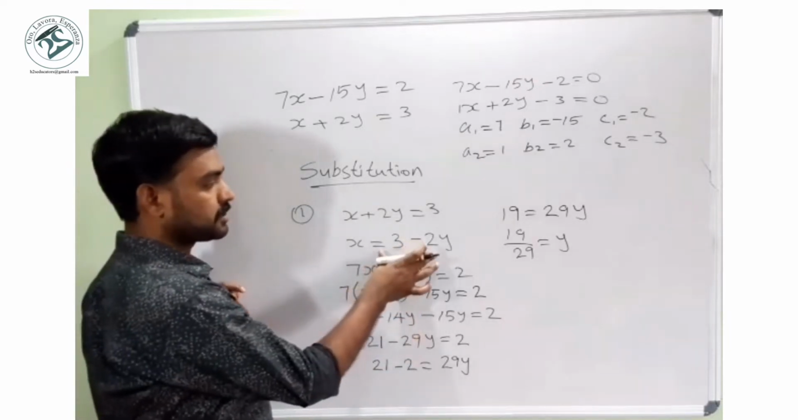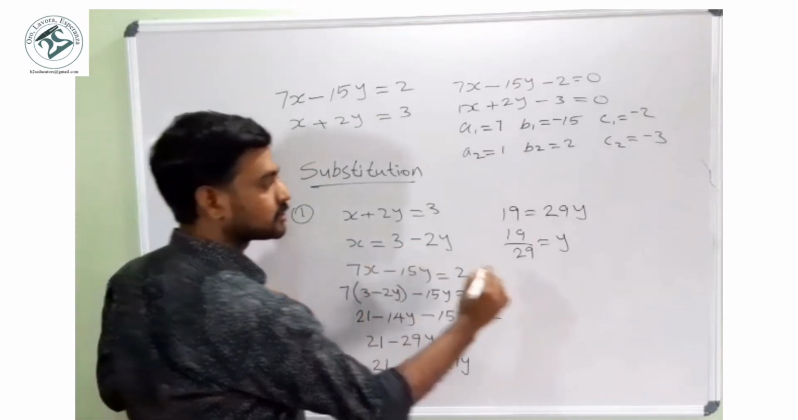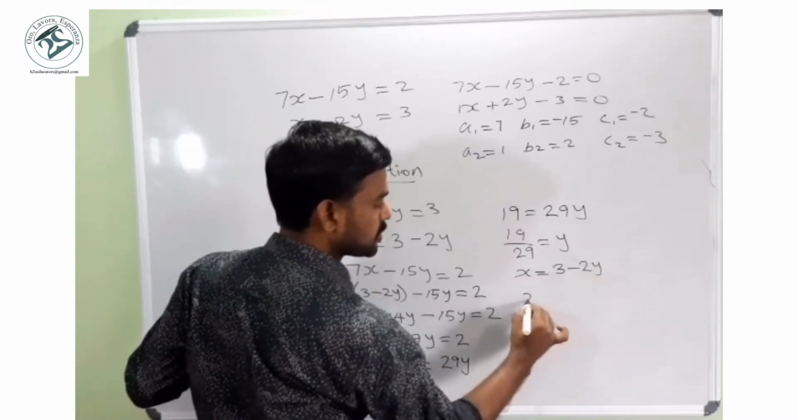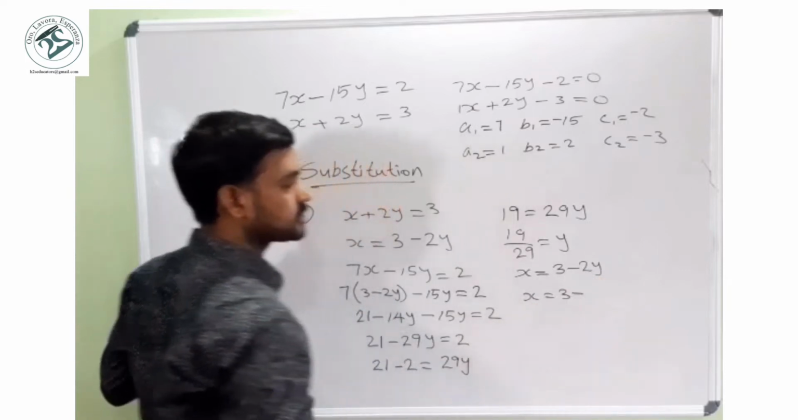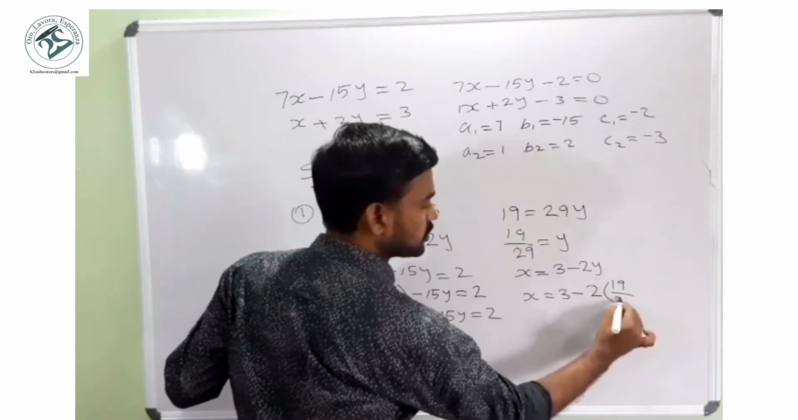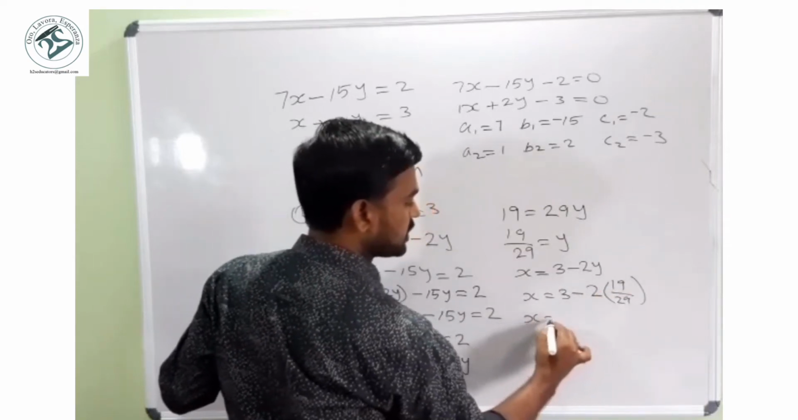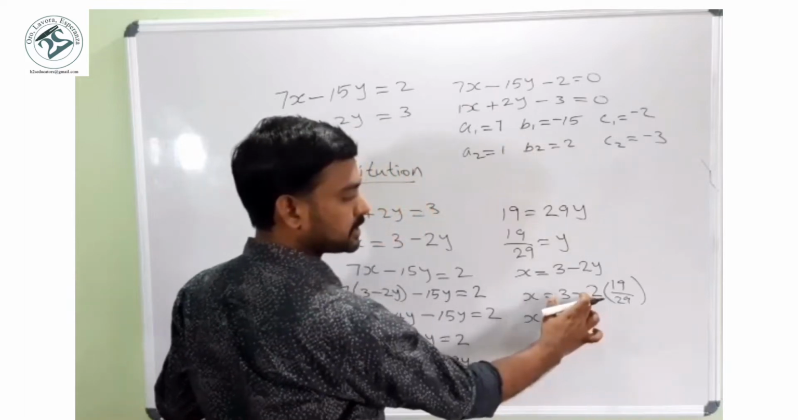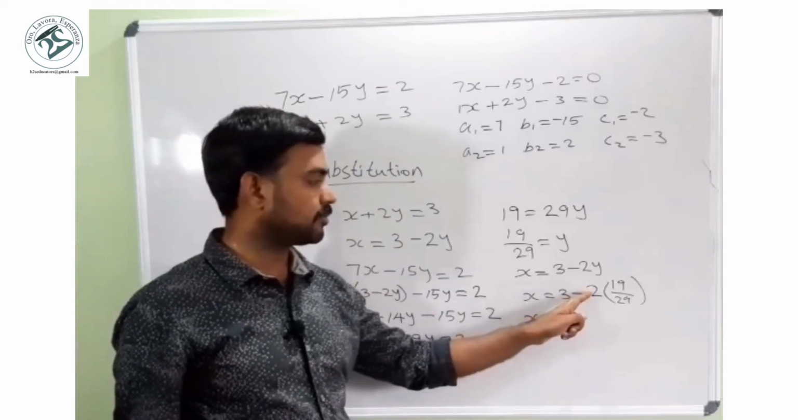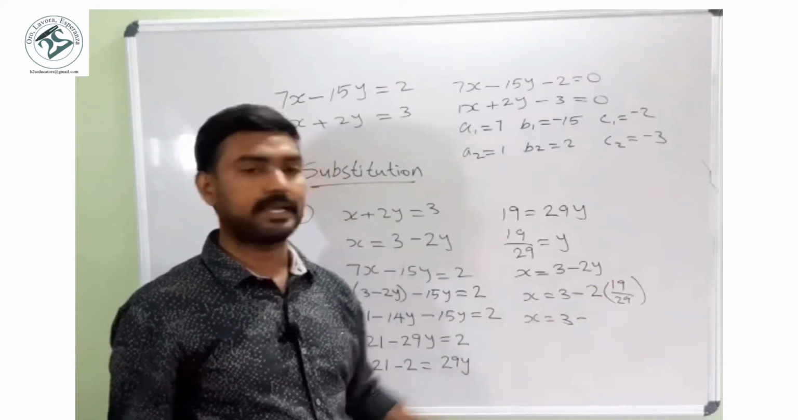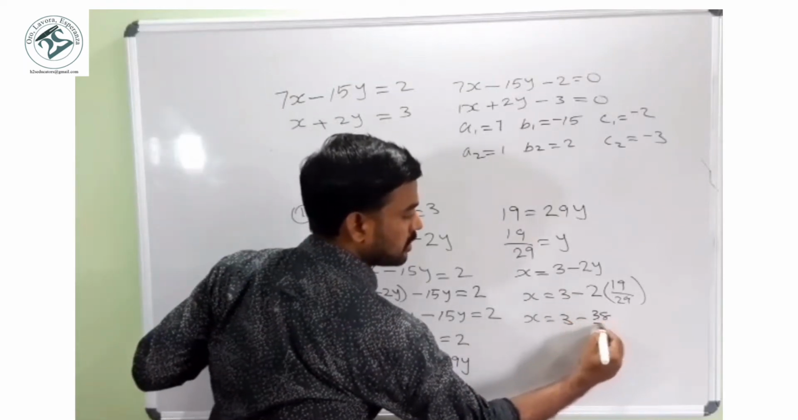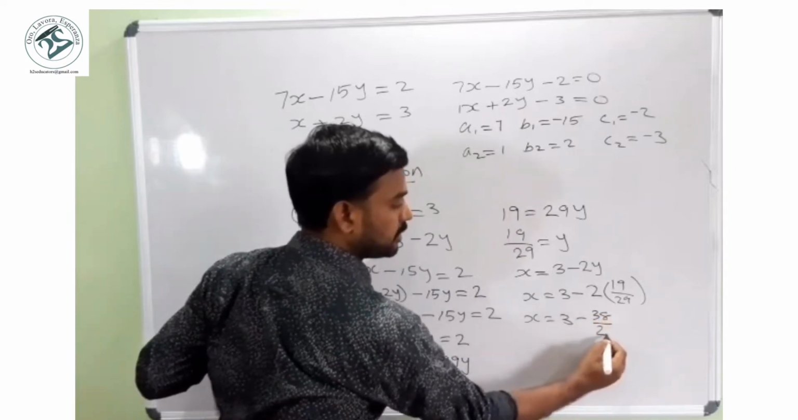Now select the first equation. We formed x is equal to 3 minus 2y. So we can write once again x is equal to 3 minus 2 into y. What is y here? 19 by 29. Therefore x is equal to 3 minus, we know the multiplication of fractions means multiply the numerators and multiply the denominators. 2 means numerator is 2, denominator is 1. 2 into 19, so we get 38, divided by 1 into 29, 29.